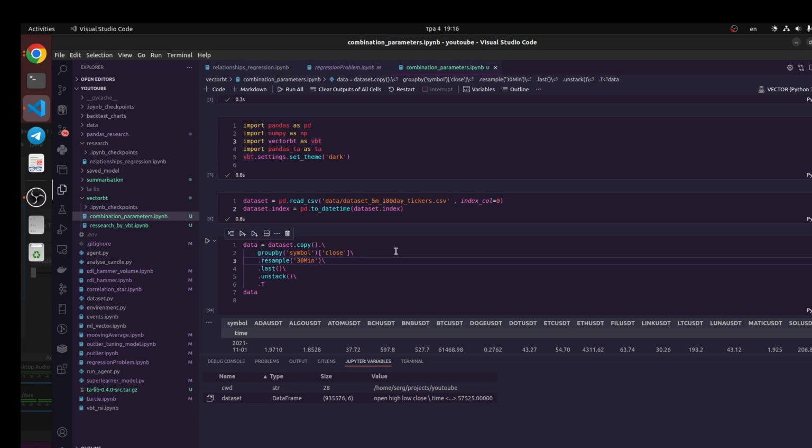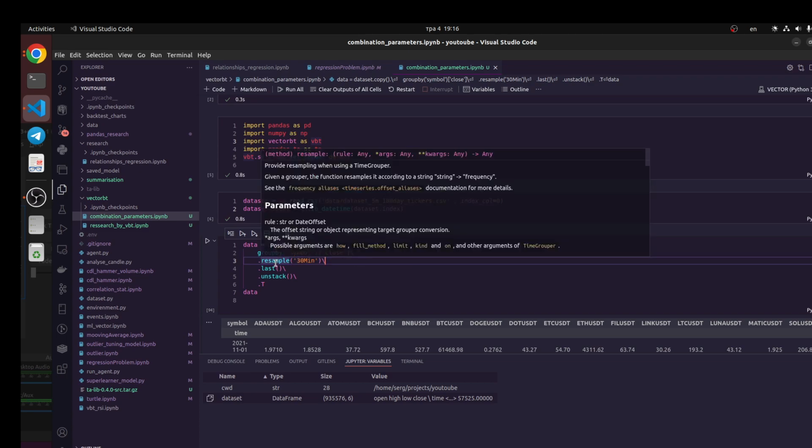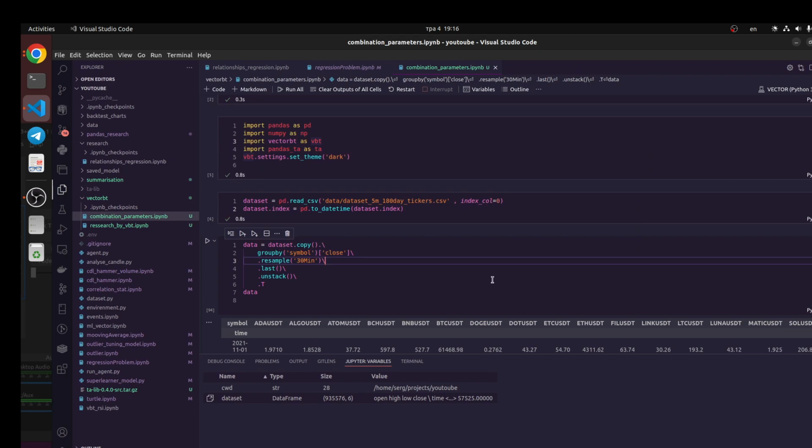So next we need to use pandas. We need to group this dataset by symbol, and we need to take only close data because we have open, high, low, close, volume columns, but we need only the close value. Also we need to resample this dataset because we need to implement a strategy that would be profitable with commission.